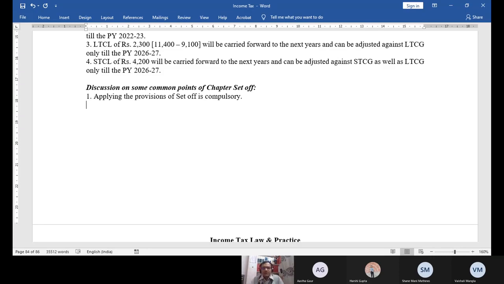Anyhow, for your level, these things don't matter. But applying the provisions of set off is compulsory. Only that thing matters at your level. Losses of exempt incomes are not allowed to be adjusted.